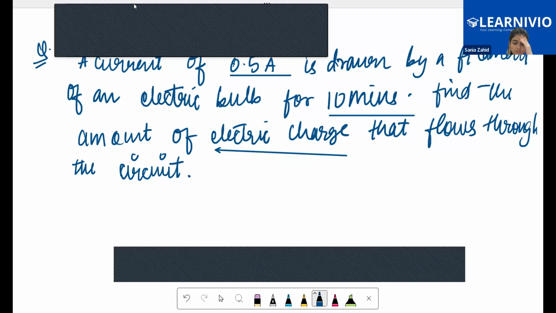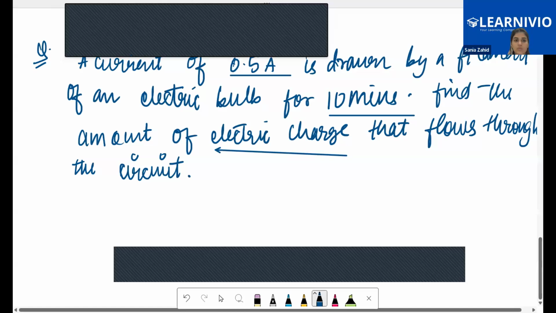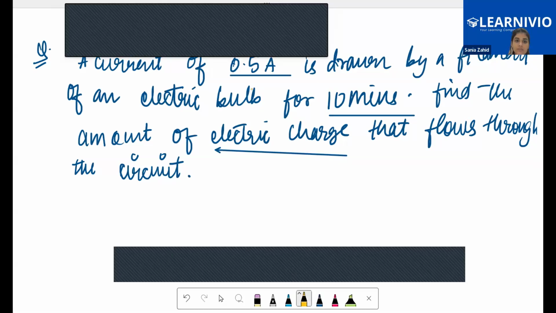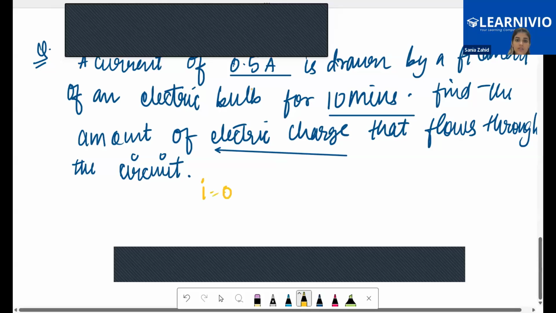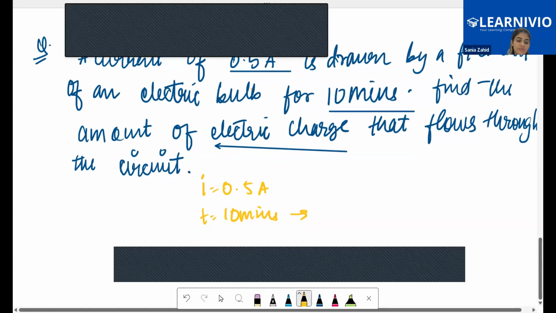Okay, so the charge is 0.05 coulombs. No, you're telling me the charge. Wait, the current is 0.5 amperes. The time is 10 minutes. Okay, so I told you to take it in SI units. What is the SI unit for time? It's meter per second. Time, Zoha.